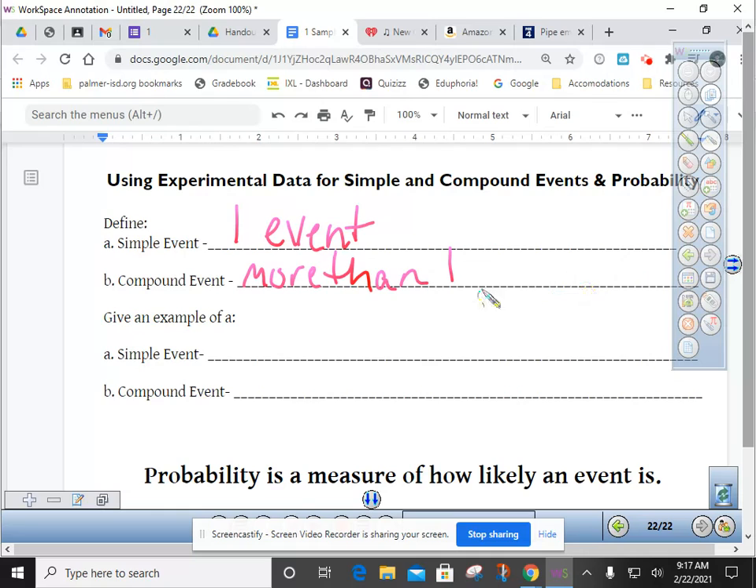More than 1. What is an example of a simple event? 1 card. Out of 368 cards, there's only 1. What is an example of a simple event? Something that's happening. It's a 1 card. 1 carnival game. Good. How about ice cream?